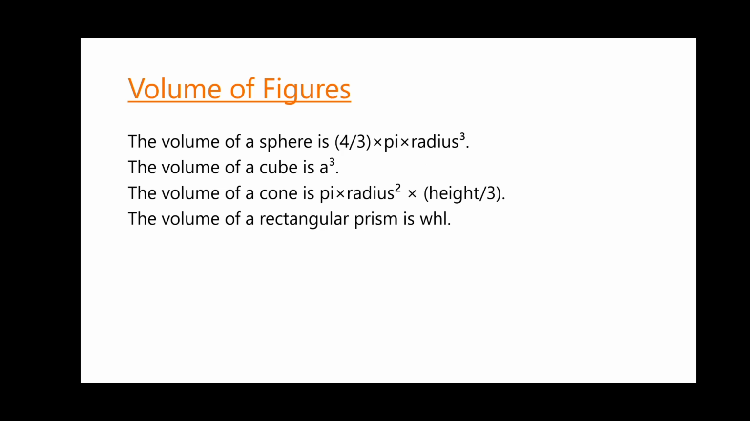The volume of the sphere is 4 thirds times pi times radius cubed. The volume of a cube is a cubed. The volume of a cone is pi times the radius squared times height divided by 3. And then the volume of a rectangular prism is width times height times the length.